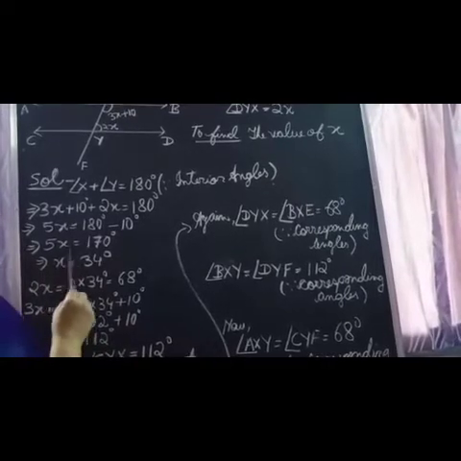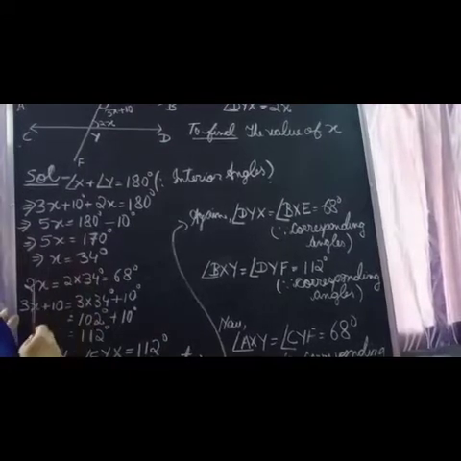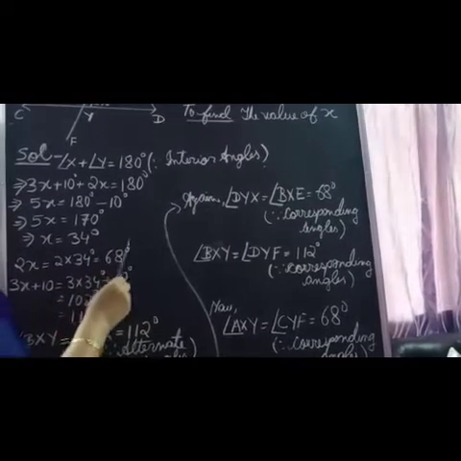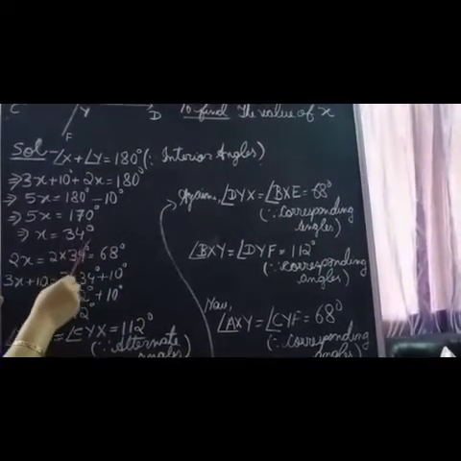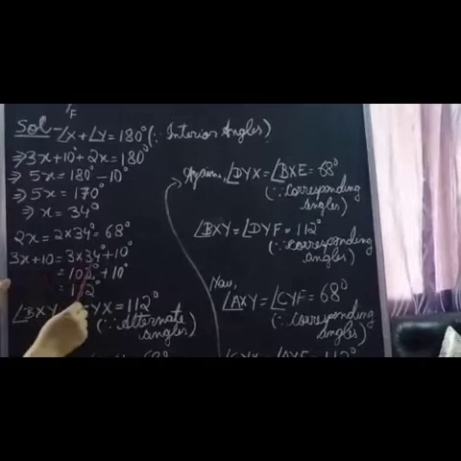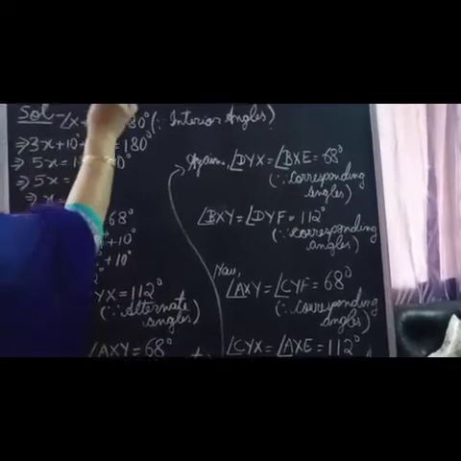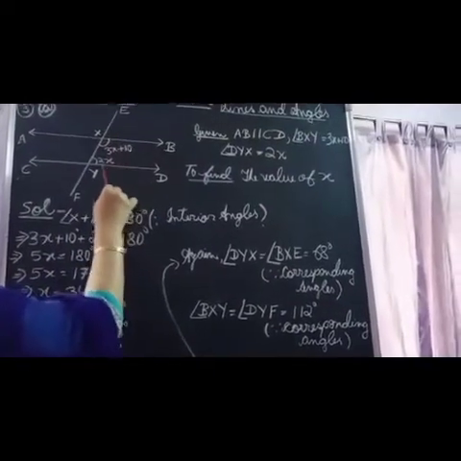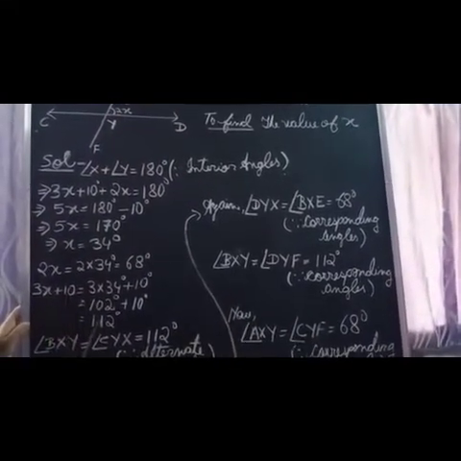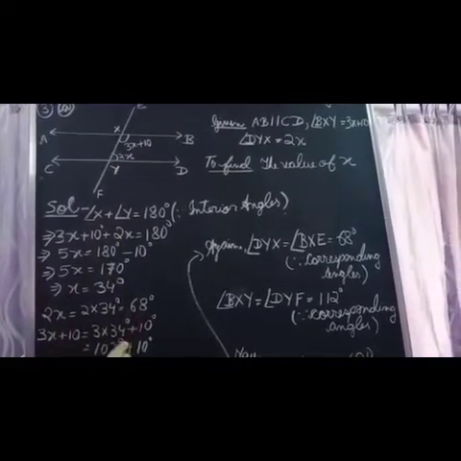Now after finding out the value of x is equal to 34 degrees, you put this value in these numbers. So 2x will be 2 into 34 degrees, that is equal to 68 degrees. Then again x is equal to 34 degrees, put here and find the value. Now 3x plus 10, 3 into 34 degrees plus 10. So that is equal to 112 degrees. So now we have found out the value of this angle and this angle. So angle BXY, which is 3x plus 10, is 112 degrees. And angle Y, which is 2x, is equal to 68 degrees.